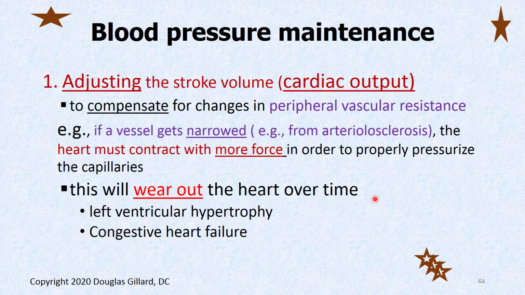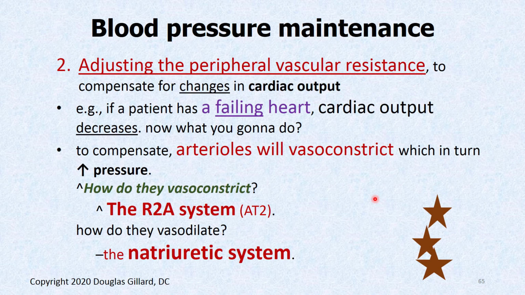Blood pressure maintenance: you can adjust the stroke volume to compensate for blood pressure changes. So if a vessel gets narrow, the heart must contract with more force to push through those vessels. This can wear out the heart over time. We've said that like a million times already. You can adjust the peripheral vascular resistance, mainly the lumen size, to compensate.